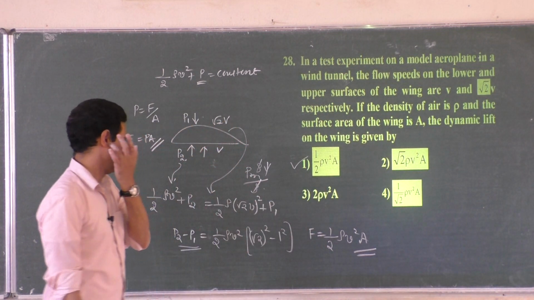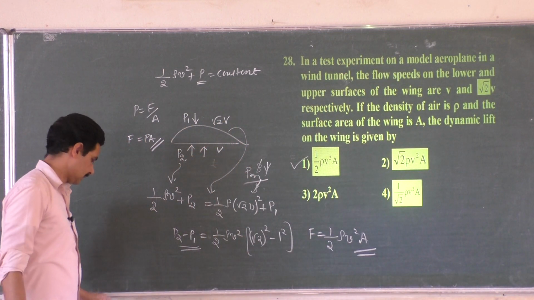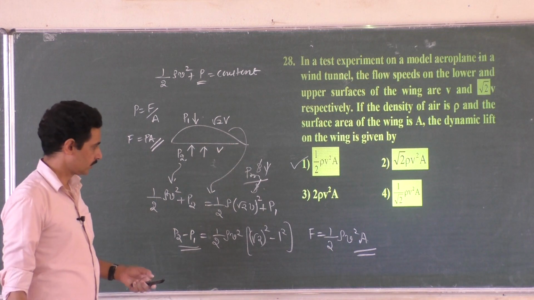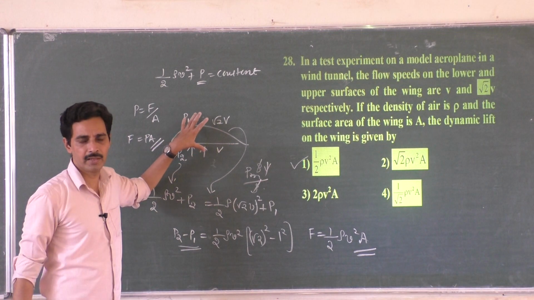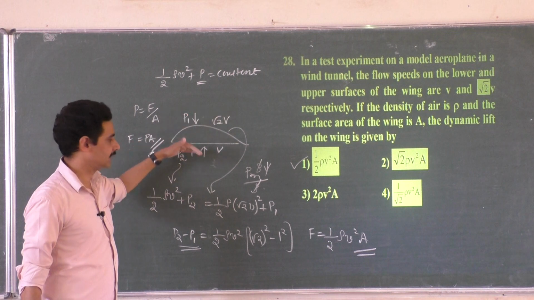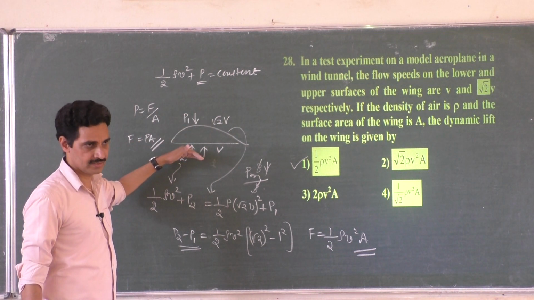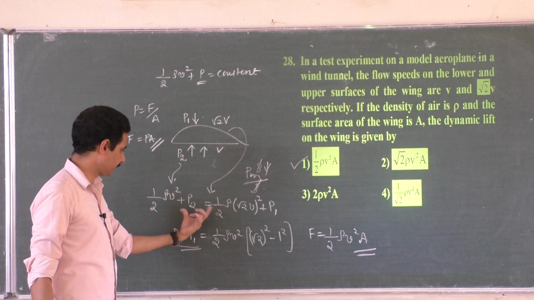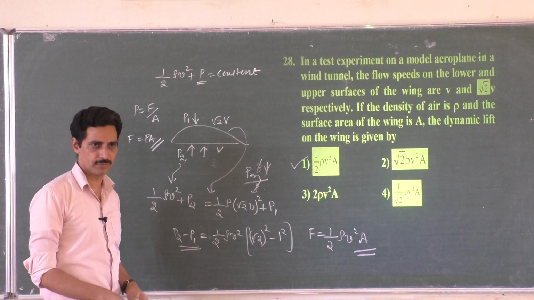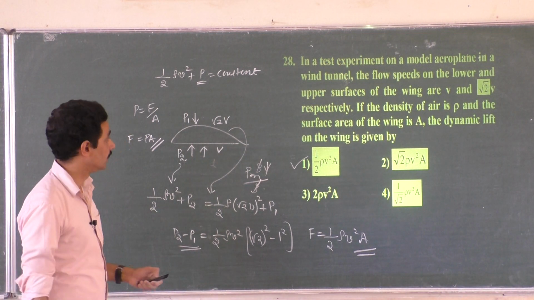This is the answer: half rho v square into area. So simply apply Bernoulli's theorem. Total energy here, pressure energy plus kinetic energy, is the same. Equate them. After equating them, find out the difference in pressure and convert it into force. Pressure into area gives the force.